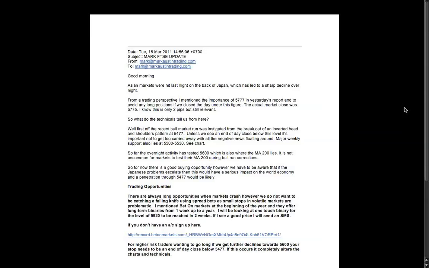Well, the answer is no, because during a market crash, we talked about volatility, and the chances of a stop being hit are very high. So instead of looking at that, I was looking at binaries. Another key point is that the market also had given me two system signals. One was at 5,920 and one was at 5,740.